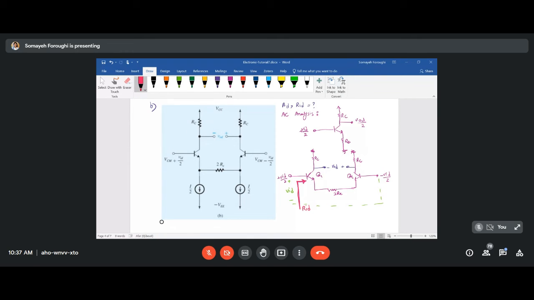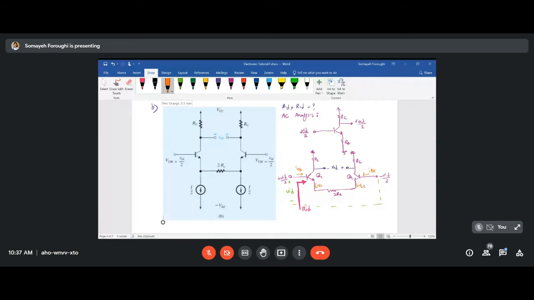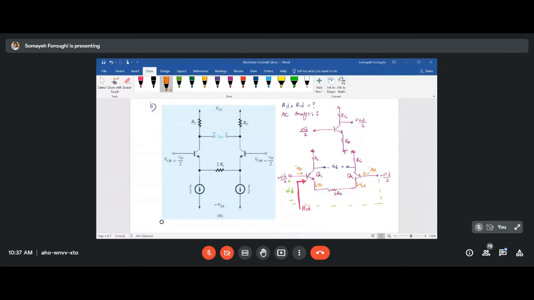For finding each and every one of those, you first need to do current analysis. Remember, this is in AC analysis. I have IB1 here, IB2 here, IE1, IE2. If you just follow this, definitely IE1 must be the negative of IE2. Or if you have IC1, that should be definitely opposite of IC2, IC1 here and IC2 here. So let's continue with this.